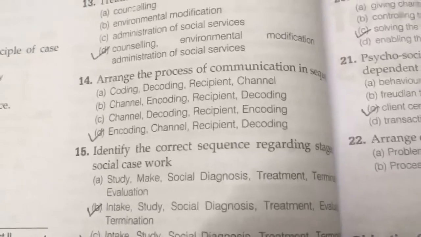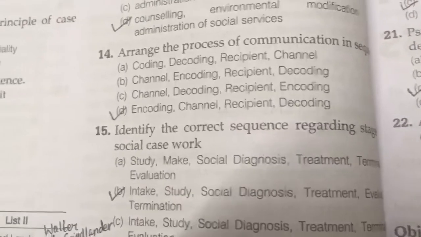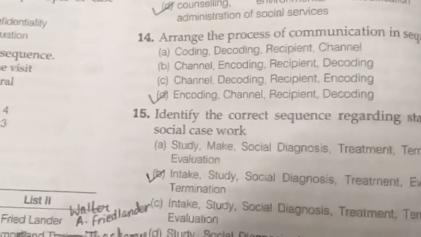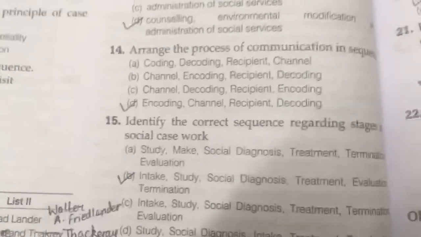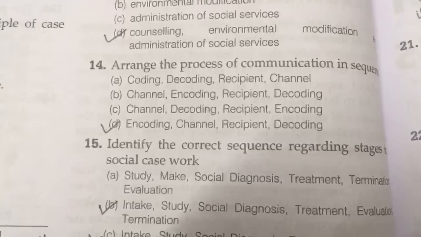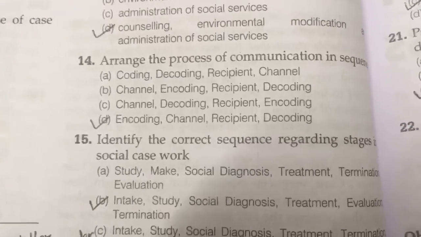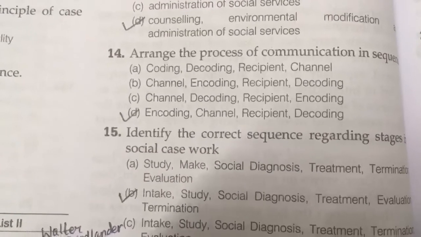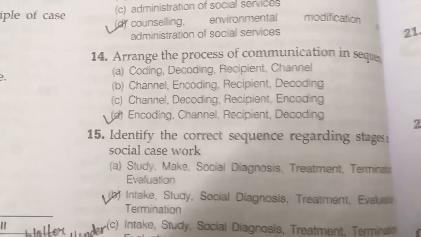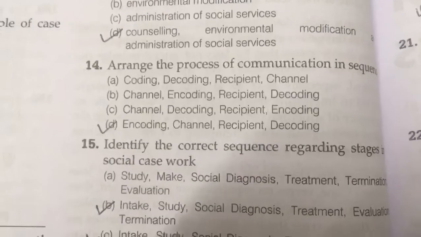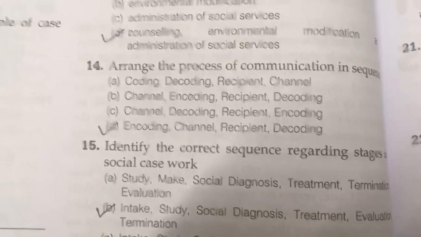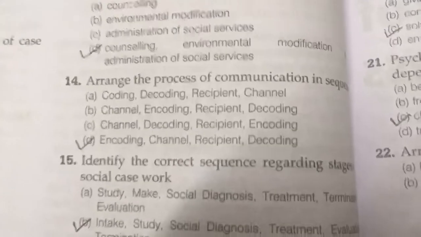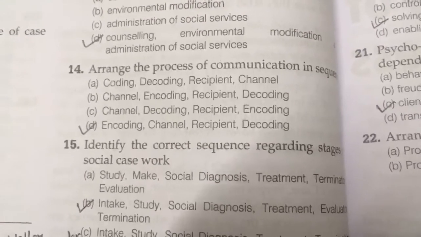encoding, channel, recipient, decoding. So for this question, it is just essential to know the meaning of these terms. Accordingly, it will be easier to arrange them in this sequence. Basically, encoding means to turn the message into a series of meaningful words, and then those words are channeled through a medium to the recipient, and then the recipient decodes the message. So this is the sequence of the communication process.